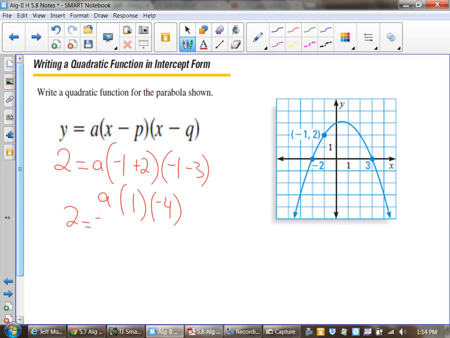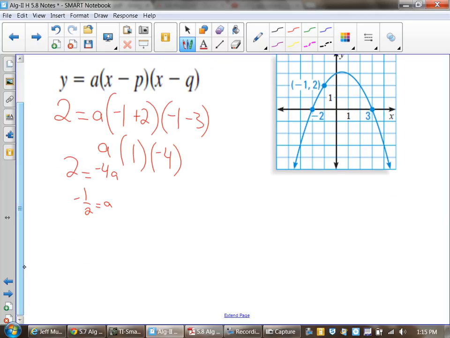So 2 equals negative 4A. What's A? 1/2. Most likely. Now, that would be our luck, right? Just guess one. What's your last step? You have to rewrite it. Just rewrite it. I'm not worried about slopes or anything. You just rewrite it. Go back into the intercept form, so y equals negative 1/2 (x plus 2)(x minus 3). And you're done. That's intercept form for that quadratic.